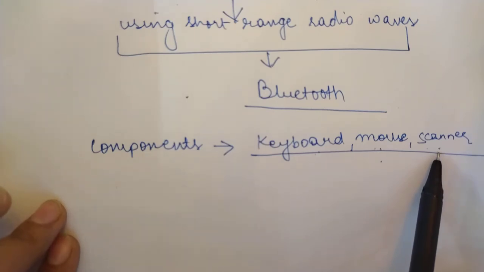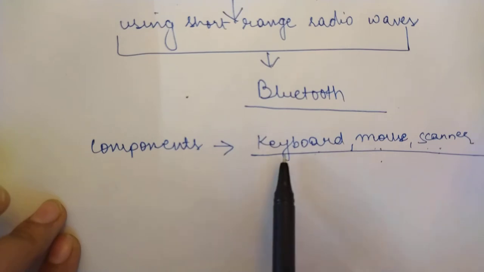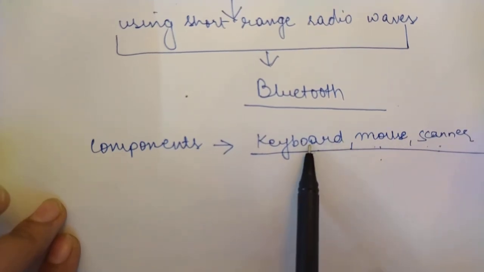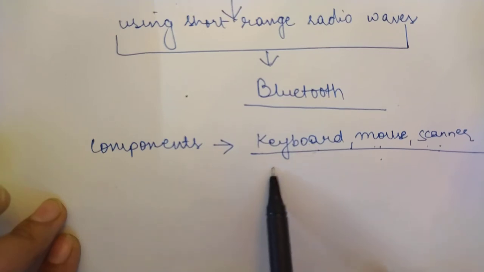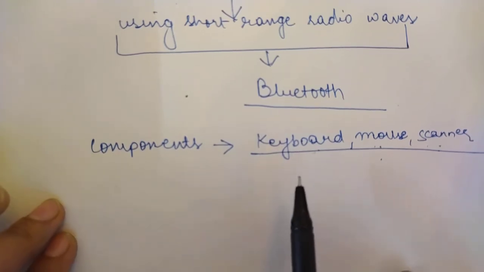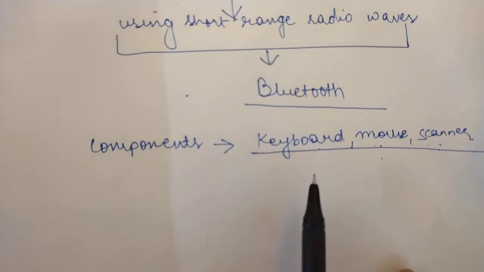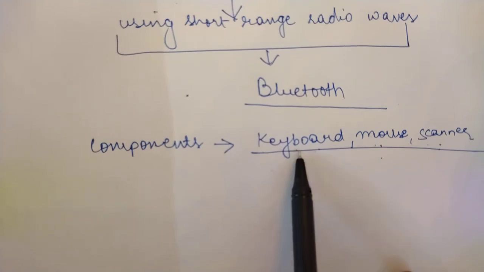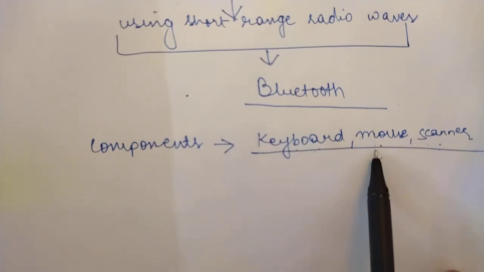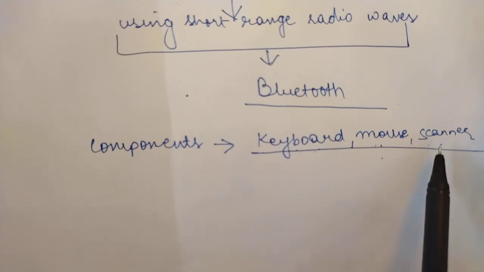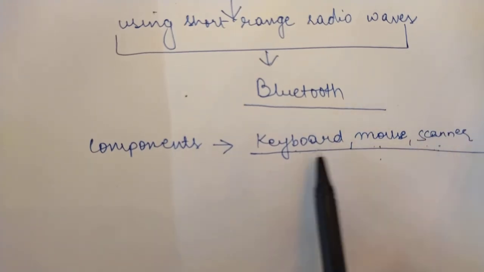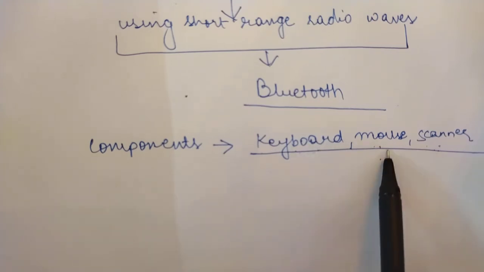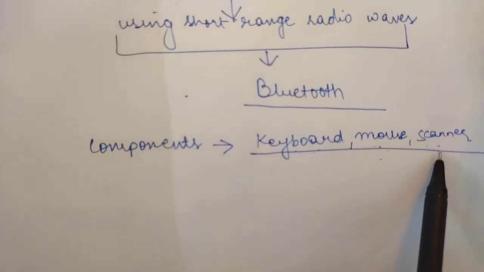There used to be little holes which you used to call ports, and the cables used to connect these components to those holes or ports. These were color coded, like you had a separate color coded port or hole for the keyboard, a separate color coded port for the mouse and a separate color coded port for the scanner. So by identifying the color, you could figure out that this is the port for the keyboard, this is the port for the mouse and this is the port for the scanner.